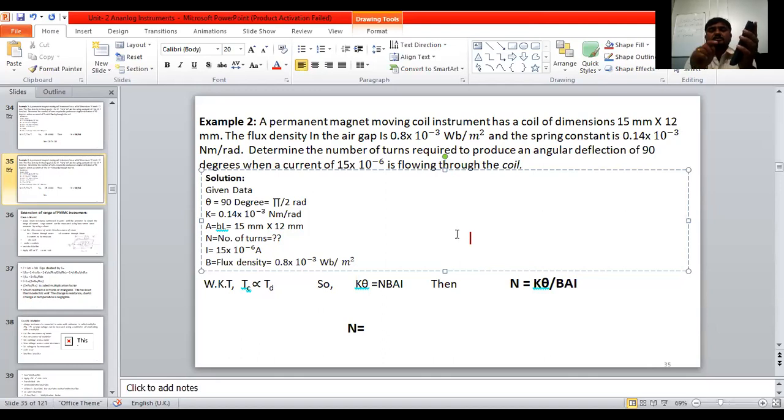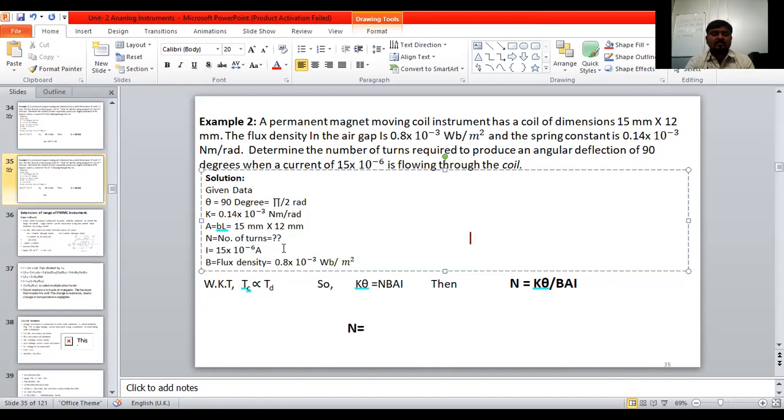Press the divide button and use the open bracket. If you do not use this open bracket, our answer will go wrong. Then enter the value of B. B is how much here? 0.8 into 10 to the power of minus 3. Next, into what is the A? Area is 15 into 10 to the power of minus 3 into 12 into 10 to the power of minus 3, into what is the current? 15 into 10 to the power of minus 6, close bracket, equal to.